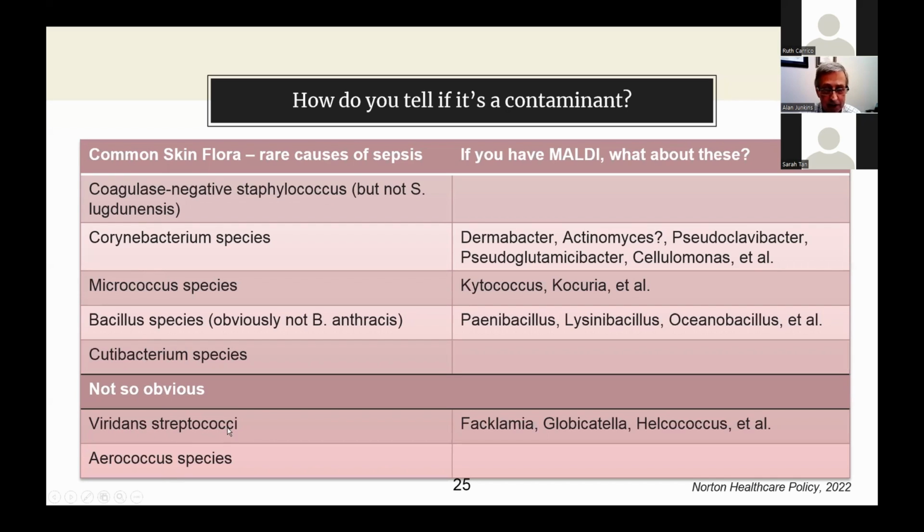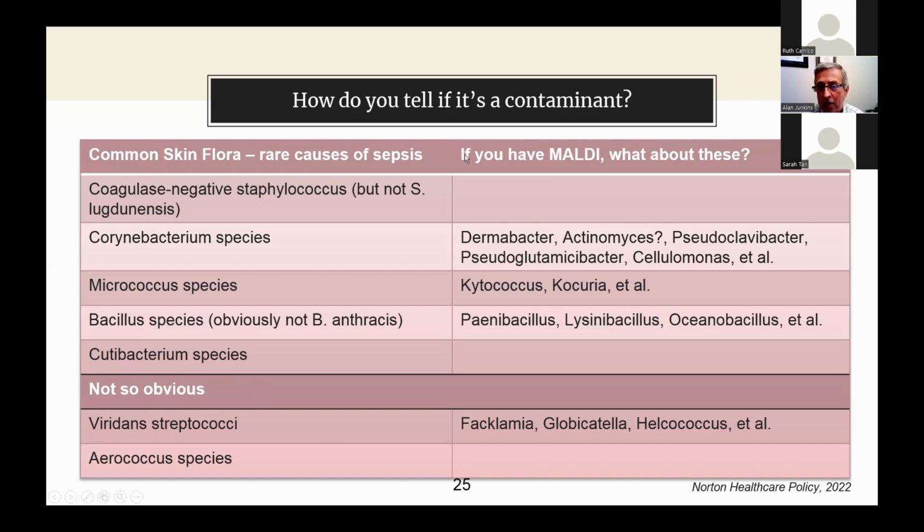A lot of people consider viridans strep usually a contaminant. Aerococcus is a tricky one, often a contaminant. Viridans strep to me is a contaminant really right about 50% of the time. These guys all up here, coagulase-negative staph, Corynebacterium, Micrococcus, Bacillus, and Cutibacterium, are contaminants more than 90% of the time they are found in a blood culture. Viridans, not so much. Aerococcus, not so much.